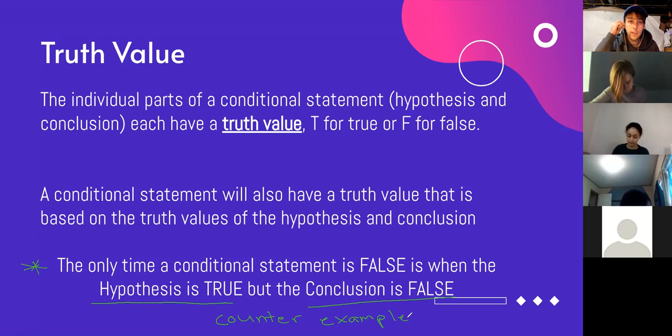So that silly conditional statement we had from the previous slide, if today is Tuesday, then we will have tacos for dinner. A counterexample would be, it is Tuesday, that part's true, but you have something else for dinner. You have pizza or salad or something else like that. That would be considered a counterexample, and we could state that the entire conditional statement was false because of that counterexample. We'll get more into counterexamples and how to come up with them in a few minutes.